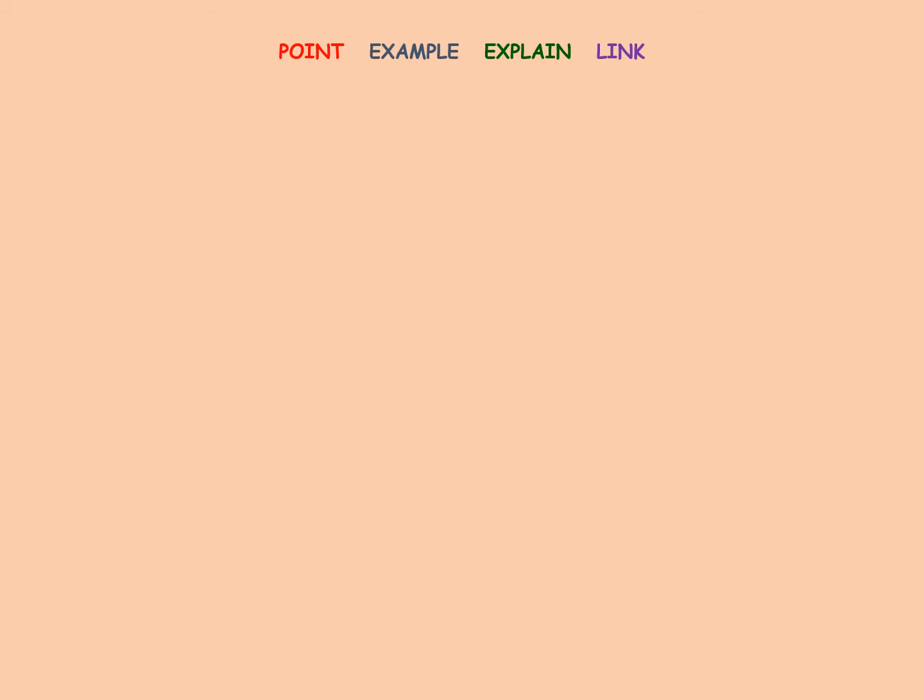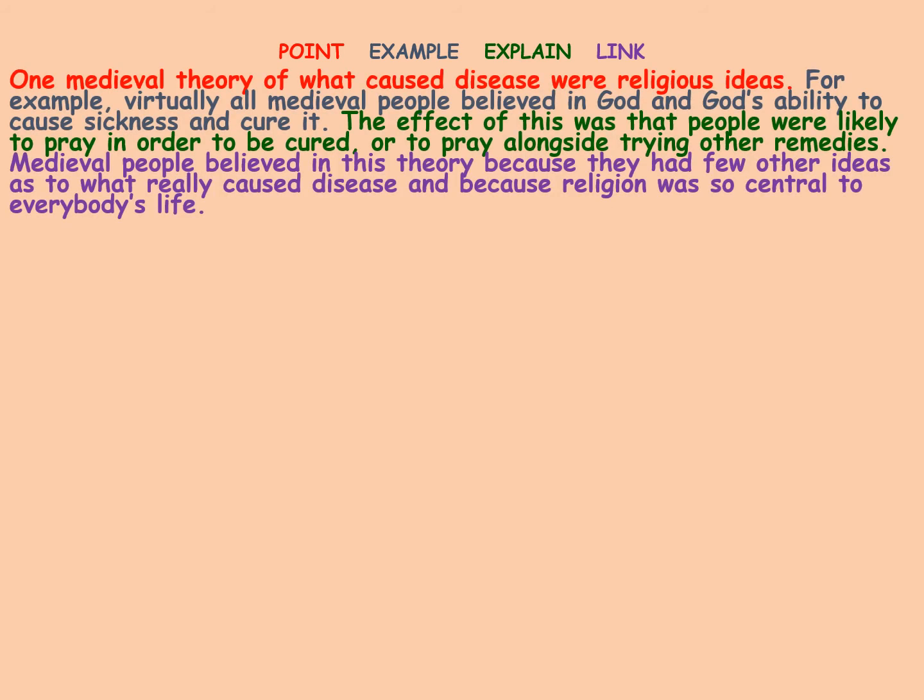Really though, it's the link sentences that most often get missed out of this when I'm marking people's work. And you don't have to write it as a link sentence in the same way that I have here, but you do need to make sure that throughout your answer you are linking it back to explaining why medieval people believed what they did. Here's my first example.